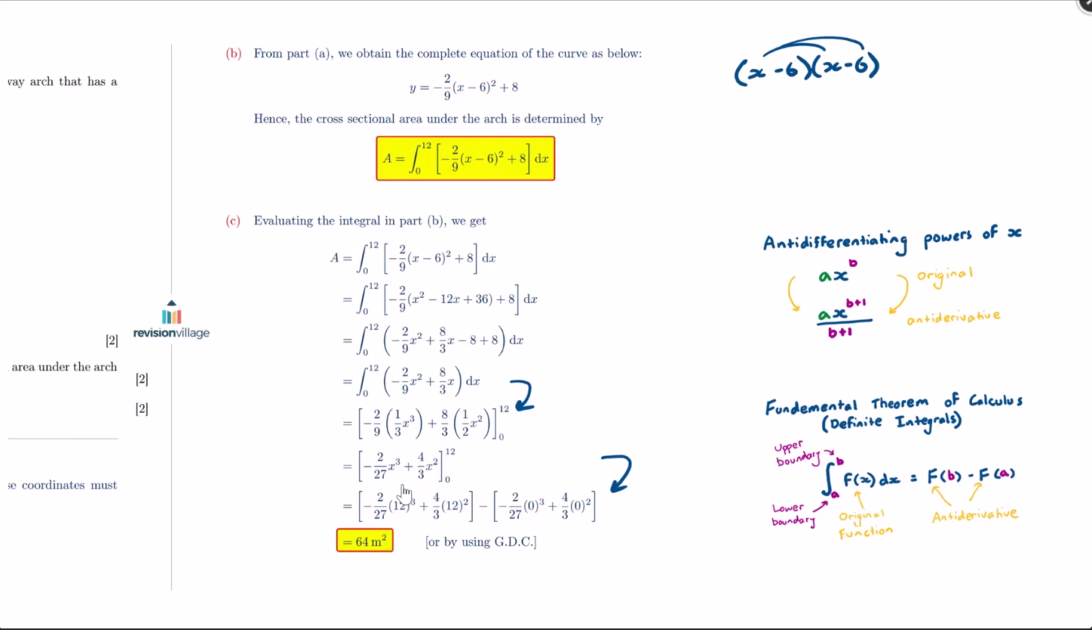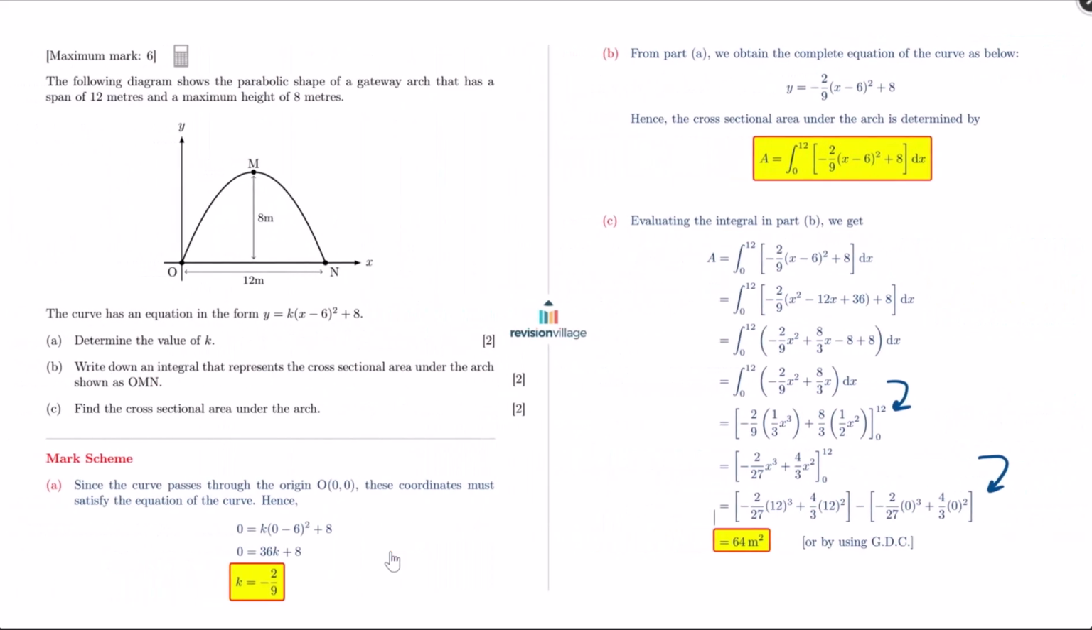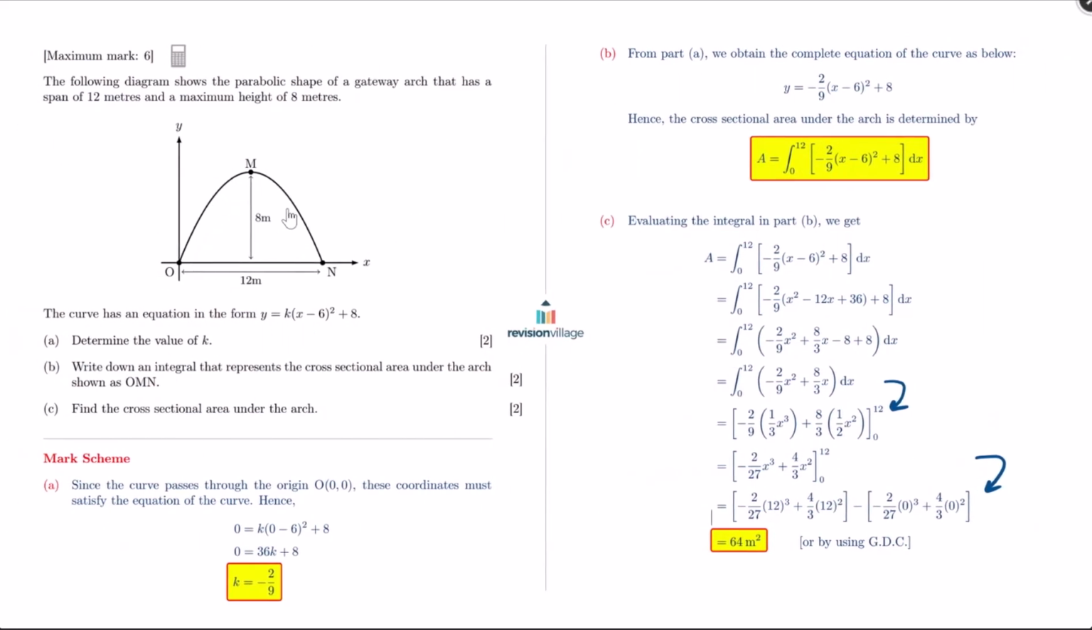In order to find the area of this definite integral, we sub in the upper boundary of 12, subtract, and then we sub in the lower boundary of 0. And this is pretty complicated here, although these two terms here will cancel because they're multiplied by 0. But from here, I'd recommend just using your calculator and then finding out what this is equal to, and that comes out as 64. So that is part C, and that is the area under this gateway arch.